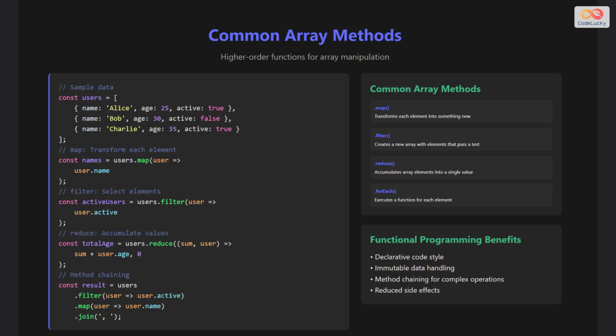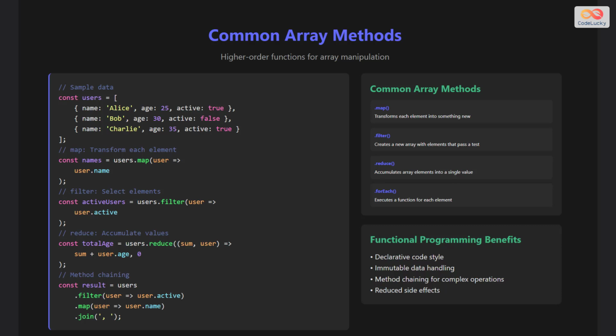Let's explore common array methods that utilize higher-order functions. These methods are used for array manipulation. Let's consider a sample data set of users. The map method transforms each element into something new, like here where it transforms the users array into an array containing just user names. The filter method creates a new array with elements that pass a certain condition, like here the code filters the users array and returns an array containing active users.